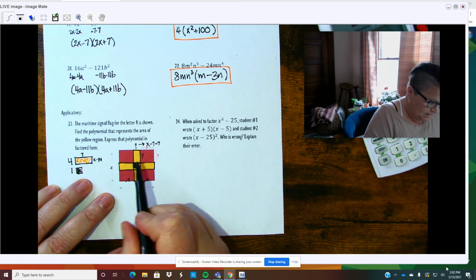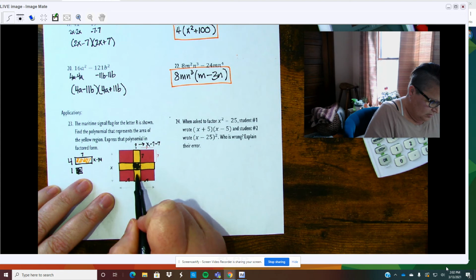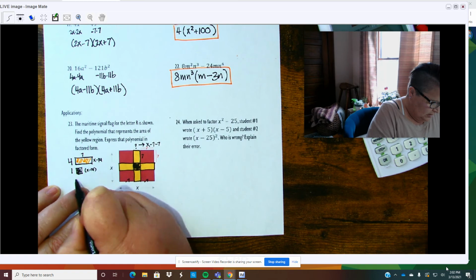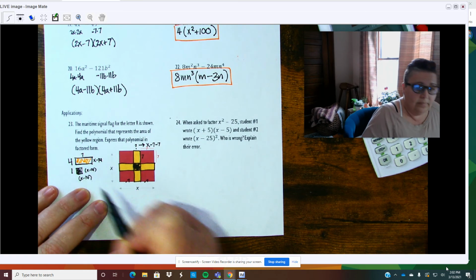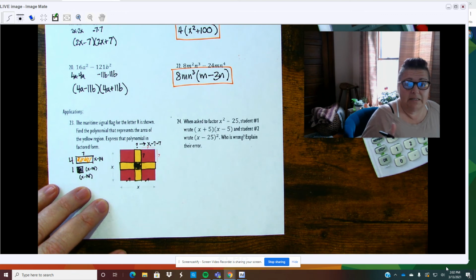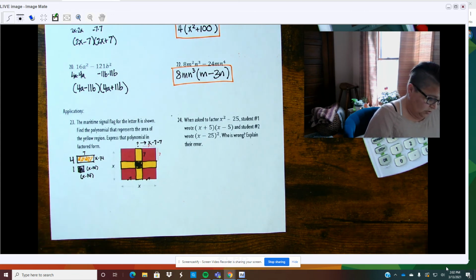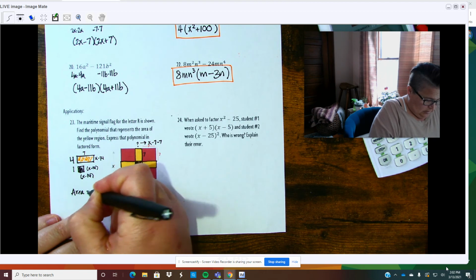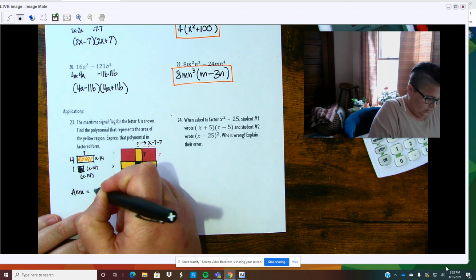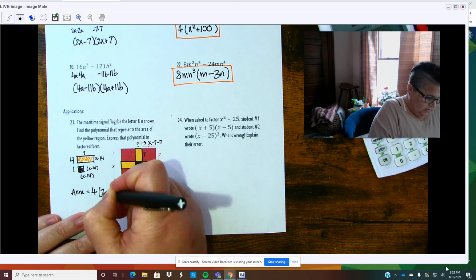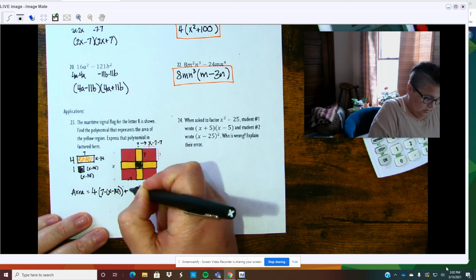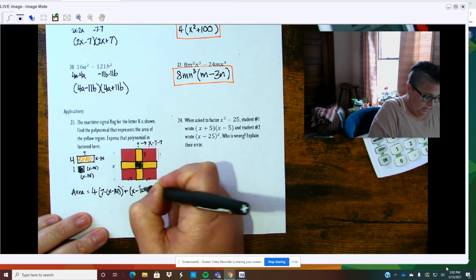What about the center? Well, that's this x minus 14 and the x minus 14. Length and width would be the same because that's a square in the center. Okay, so expressing this polynomial. All right, so area is going to equal 4 of the yellows, which is 7 times x minus 14, plus an x minus 14 squared.